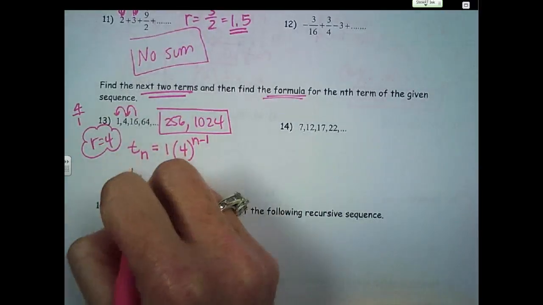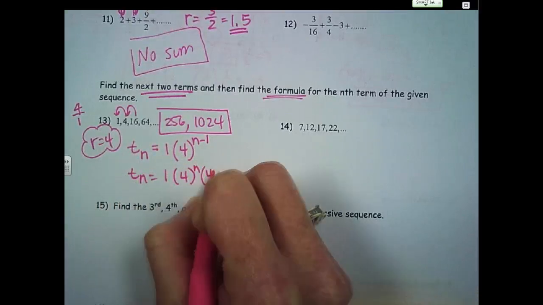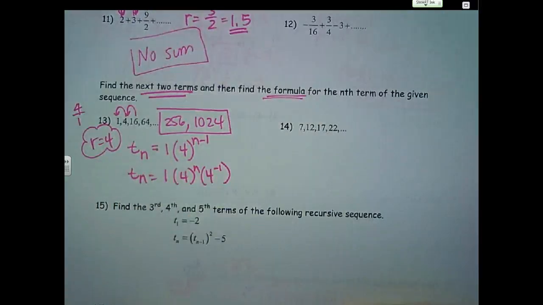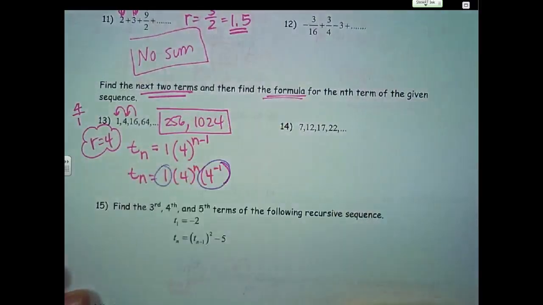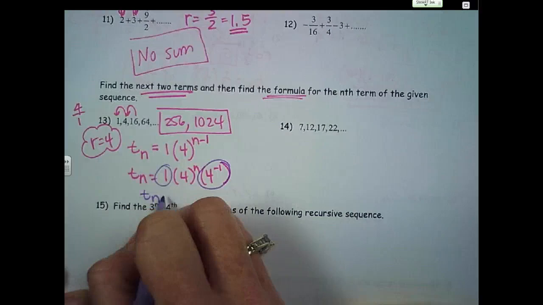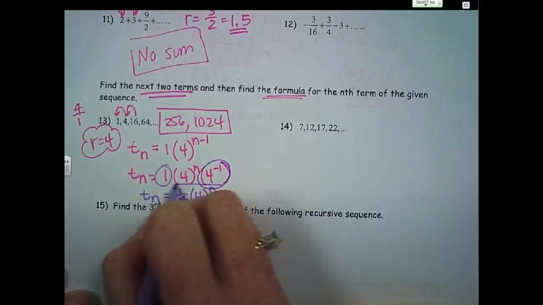So this is T sub n equals 1, 4 to the n, and then you're going to take 4 to the negative 1. And this is the problem where on your calculator you type this and this in. Okay, and when you do, you get 1/4. So the actual answer is T sub n equals 1/4 times 4 to the n power.